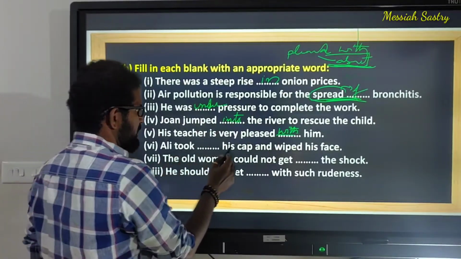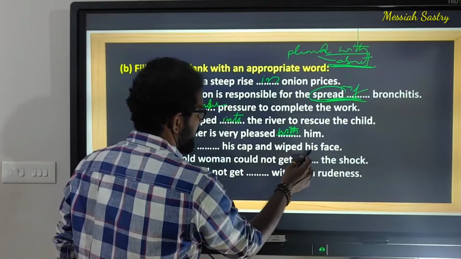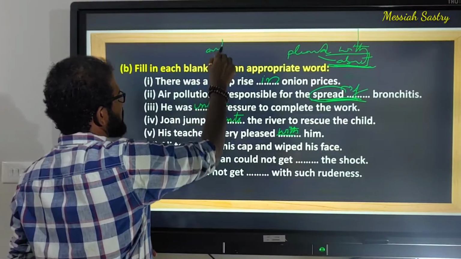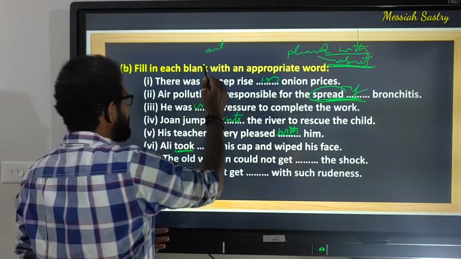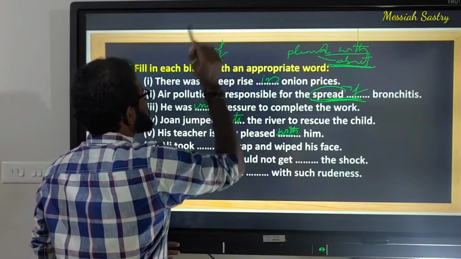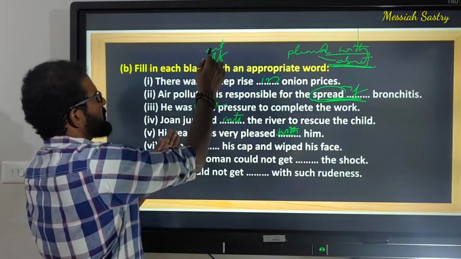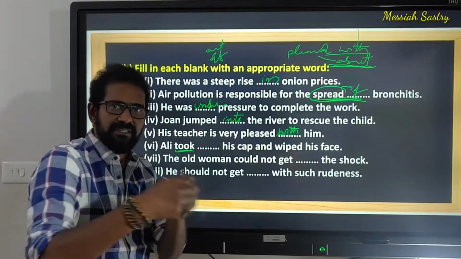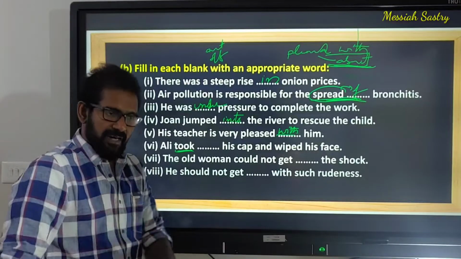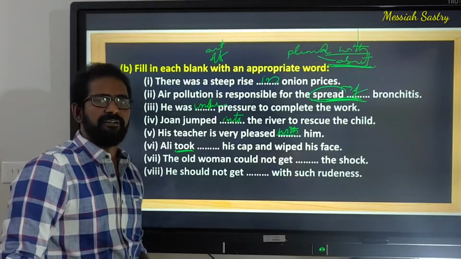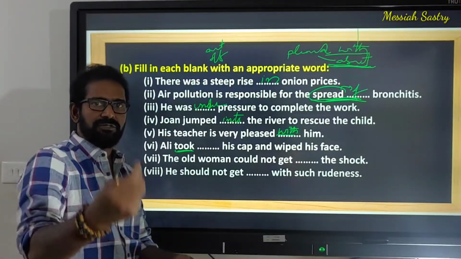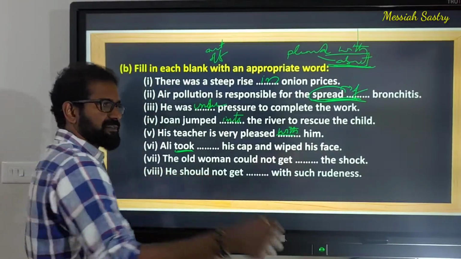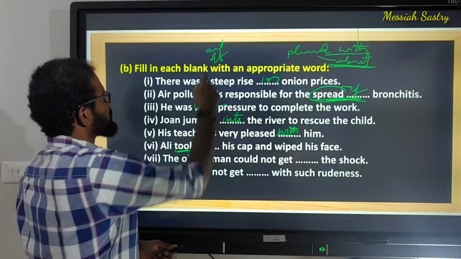Ali took his cap and wiped his face. Took. You can use out. You can use off. Difference, let's see. Took out means from something, from inside we take. I took out 10 rupees coin from my pocket. Took out. So if you take something from inside, then we use out.